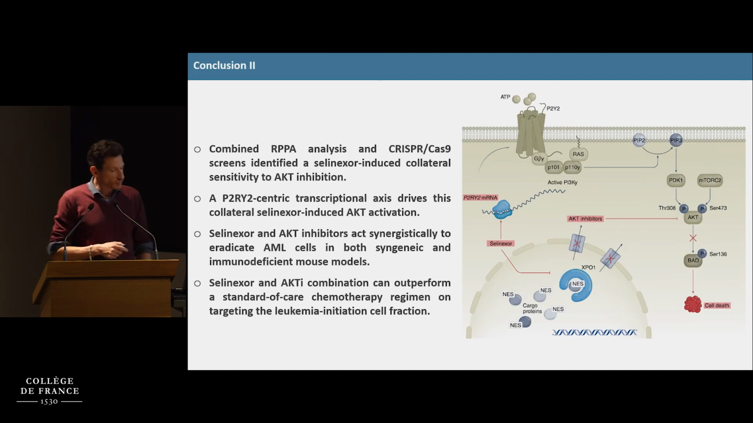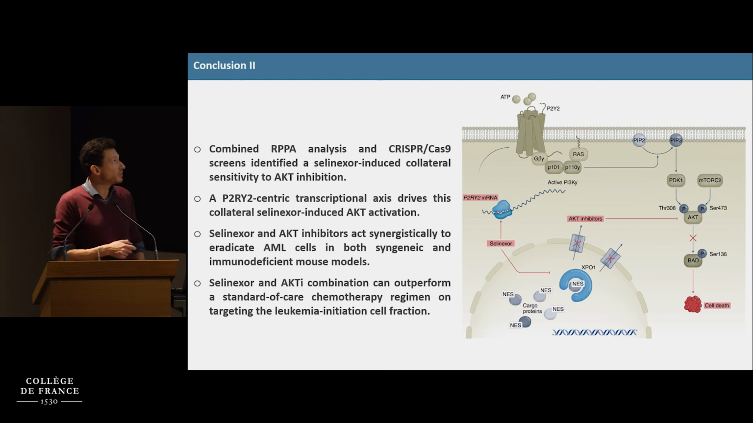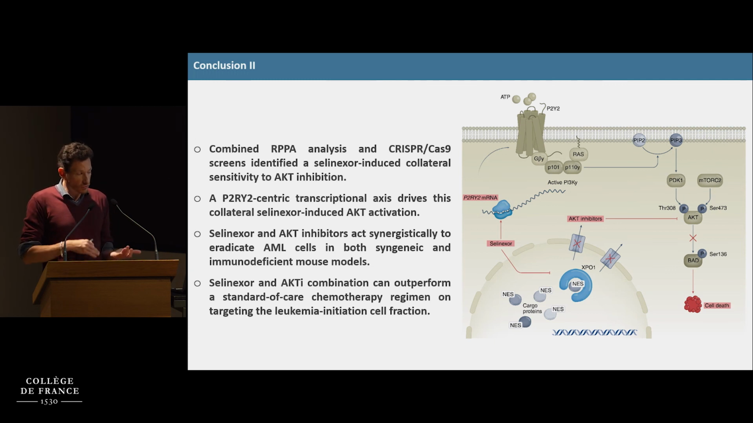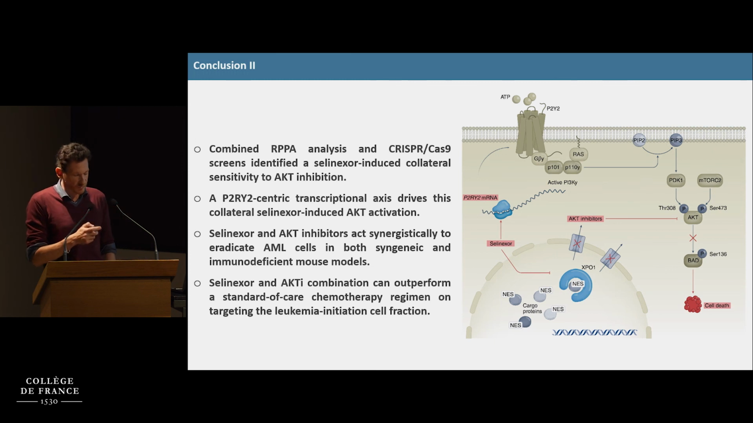So all these results taken together, we've been able to combine RNA-seq analysis and CRISPR screening techniques to identify collateral sensitivity mechanisms in the context of selinexor treatment in AML. We have been able to identify a P2RY2-centered axis, P2RY2 being upregulated by selinexor to activate AKT signaling. We found that the combination of selinexor and AKT inhibitors can act synergistically in vitro and in vivo in multiple immunodeficient mouse models. And finally, we found that this combination therapy could, at least in our model, outperform the effect of standard of care chemotherapy.